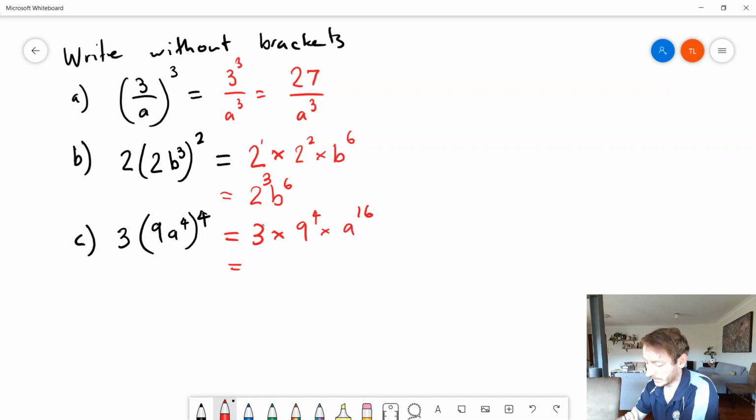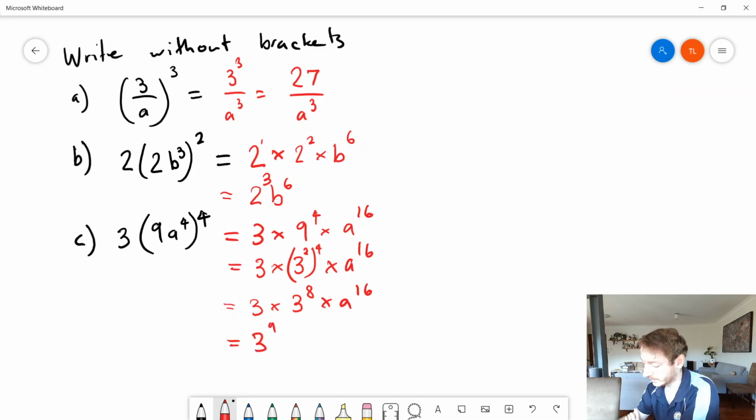But let's say I want to simplify this even more. That 9 is actually 3 squared, to the power of 4. Because 3 squared equals 9. As long as I put in the brackets, that's fine. 3 squared is 9, so all I've done is replace it. Power of a power, 3 times 3 to the 8 times a to the 16, which is 3 to the 9, a to the 16.